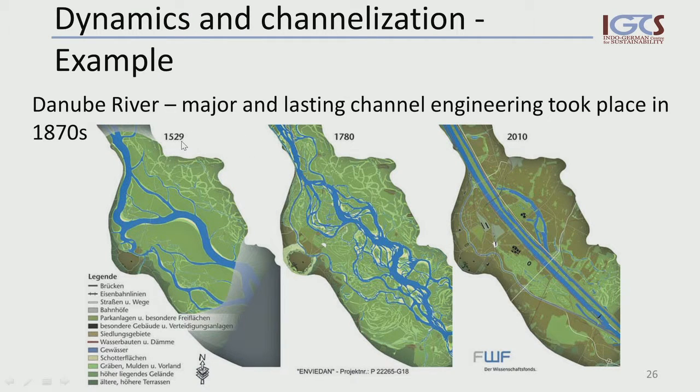It was possible to use old maps going back to the 16th century and to reestablish what the river system looked like at that time in the area of today's Vienna, the large city of Vienna, and the river system in the late 18th century. What you can see here is that this is all before the major, lasting engineering was achieved. There was one main channel here and several smaller ones, which drained most of the water, and some temporarily active channels, probably at high flow, appear somewhere here.